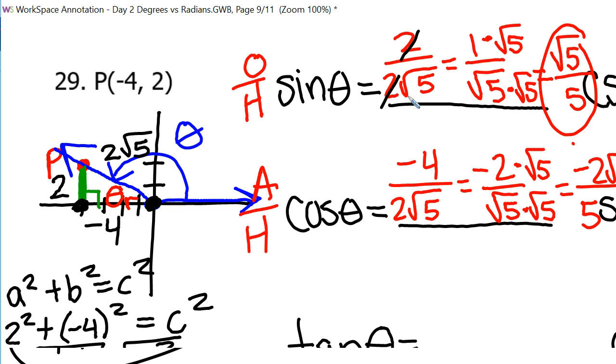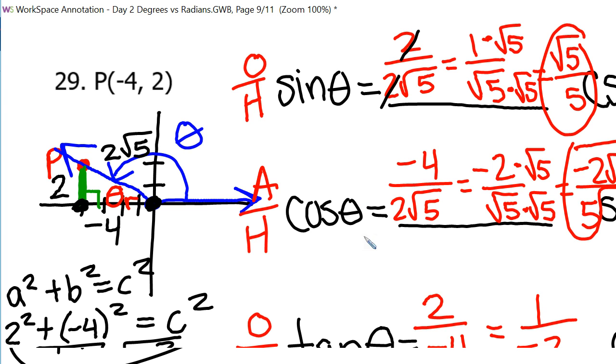And the tangent will be next, and using SOHCAHTOA, how do you find tangent? Opposite over adjacent. So the opposite side is 2. The adjacent side is -4. And 2 over -4? -1/2. And what would the cotangent be? -2. Next problem.